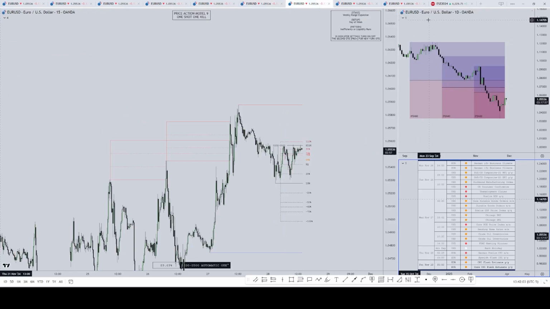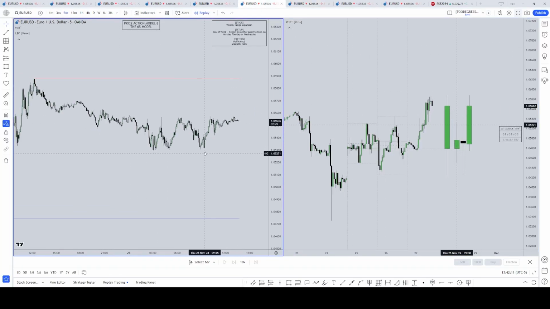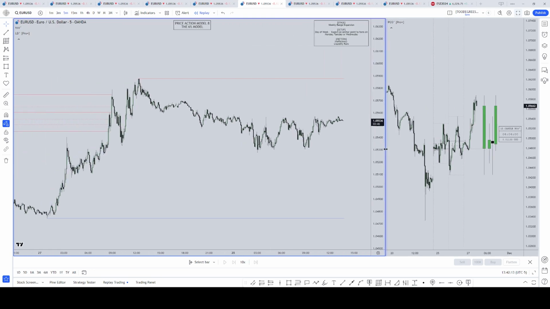So where were we? Price action, model 9, one shot, one kill. One more thing you said, if you said on Sunday open, if you're bullish, how do you determine that, right? Okay, very quick, we'll go over that, right? Why was I bullish this week?